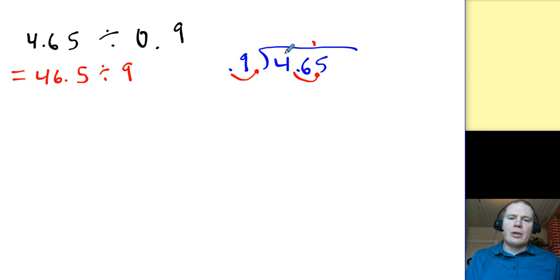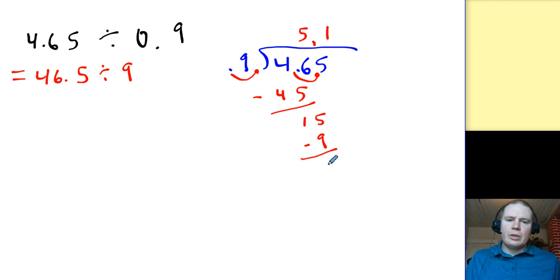Now I can say 9 goes into 4. It doesn't. 9 goes into 46 5 times. 9 times 5 is 45. 46 minus 45, remainder 1. Bring down the 5. 9 goes into 15 just one time. 9 times 1 is 9. Get a remainder. So 5, 6.